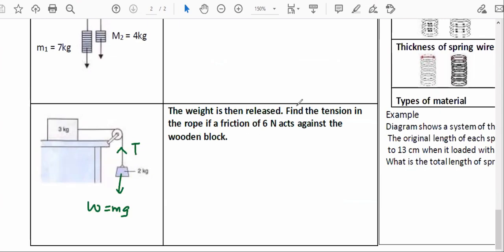Find the tension in the rope if the friction is 6 Newton. That means in this case there is frictional force, so your frictional force will be against the block here. I write FR, okay? FR equals to 6 Newton. And then again, for the arrowhead, will it be left or right? I will say again, from the object, away from the object.